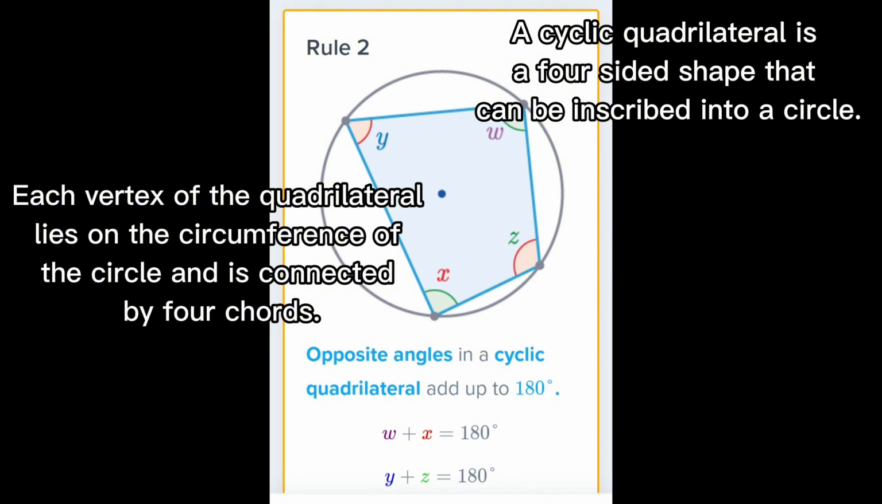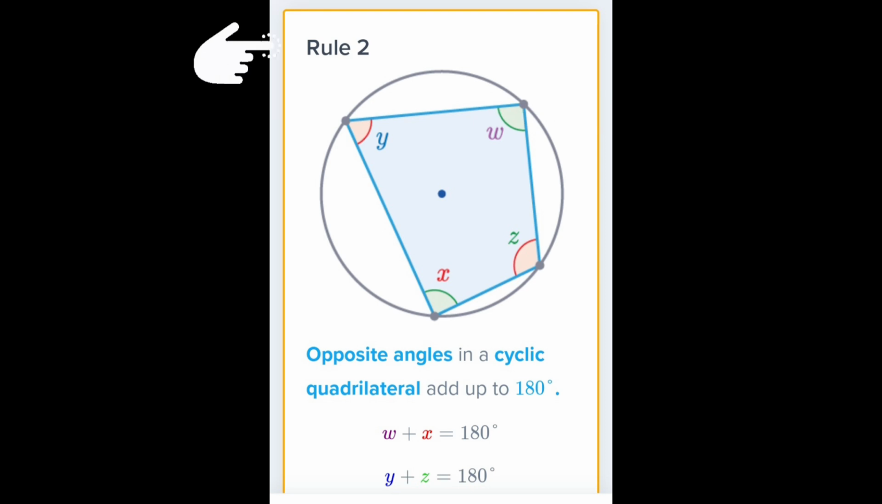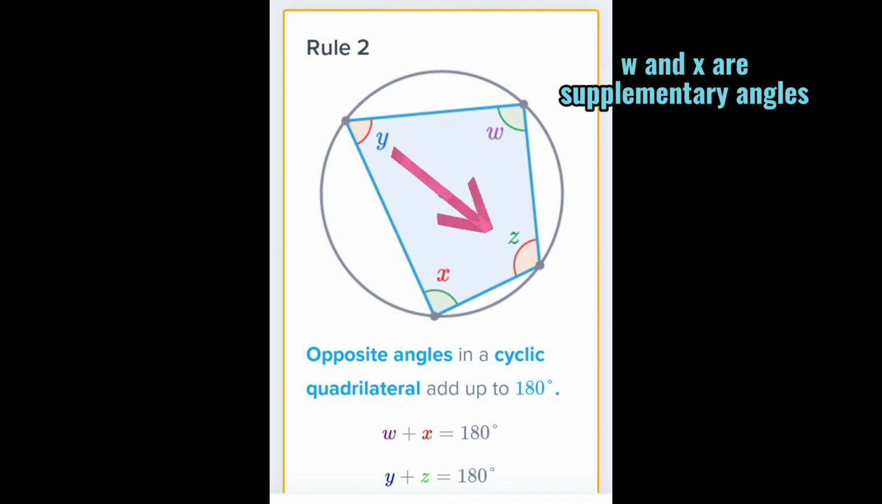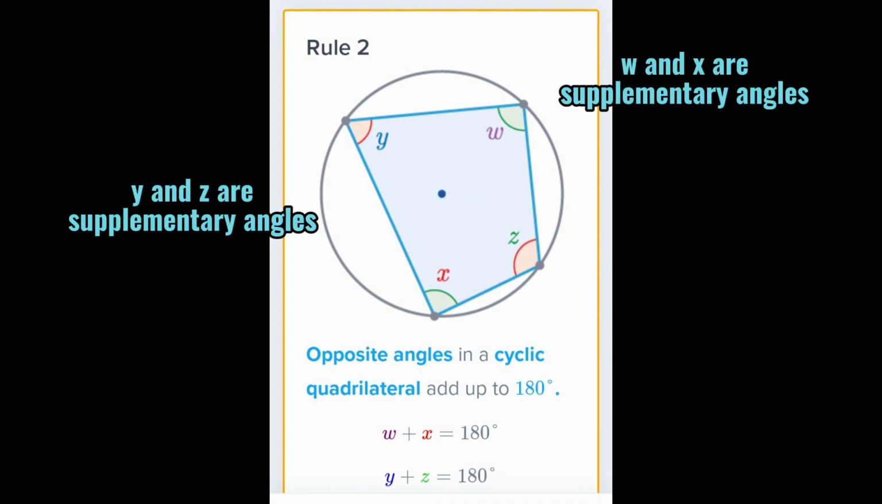Rule number 2 says that the opposite angles in a cyclic quadrilateral add up to 180 degrees. You see that angle W plus angle X is equal to 180 degrees. They are opposite angles. And also angle Y plus angle Z equals 180 degrees. In other words, you may say that Y and Z are supplementary angles.